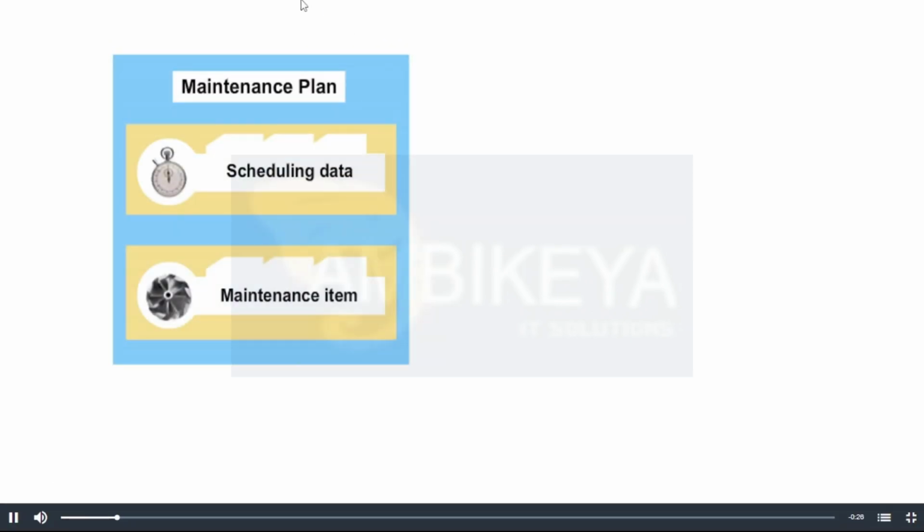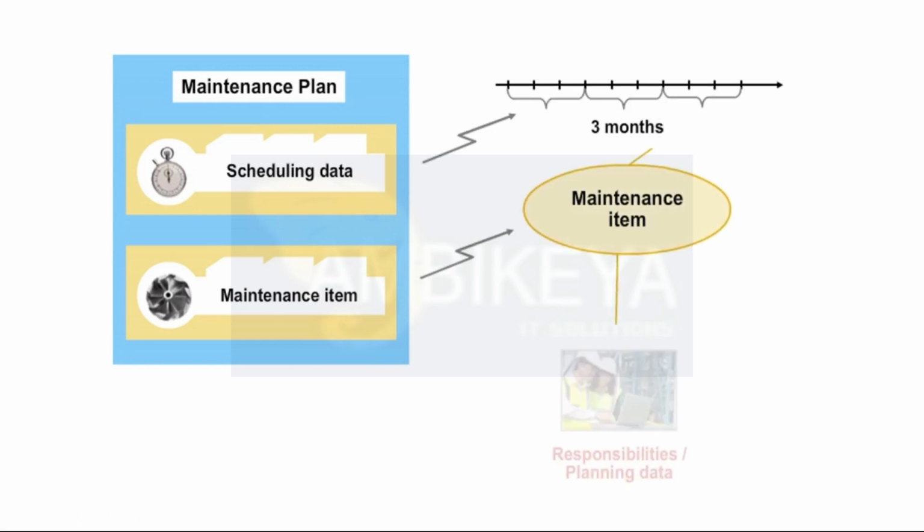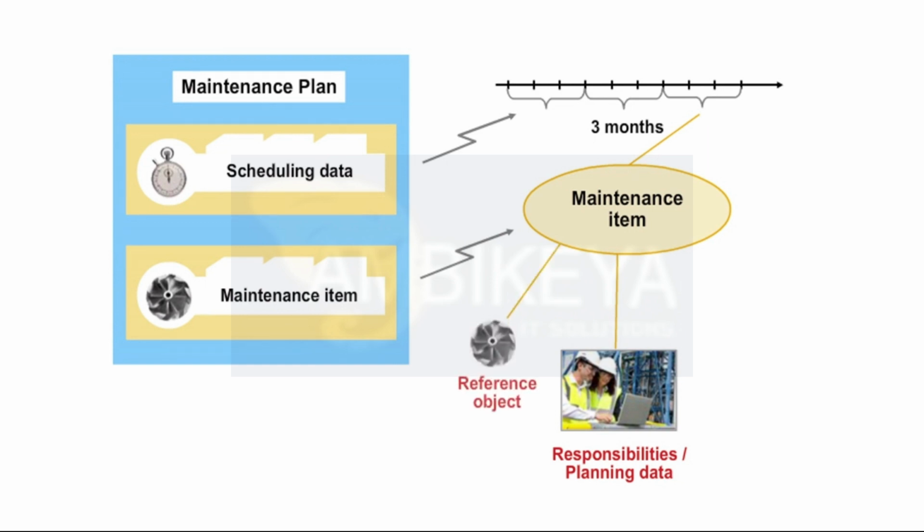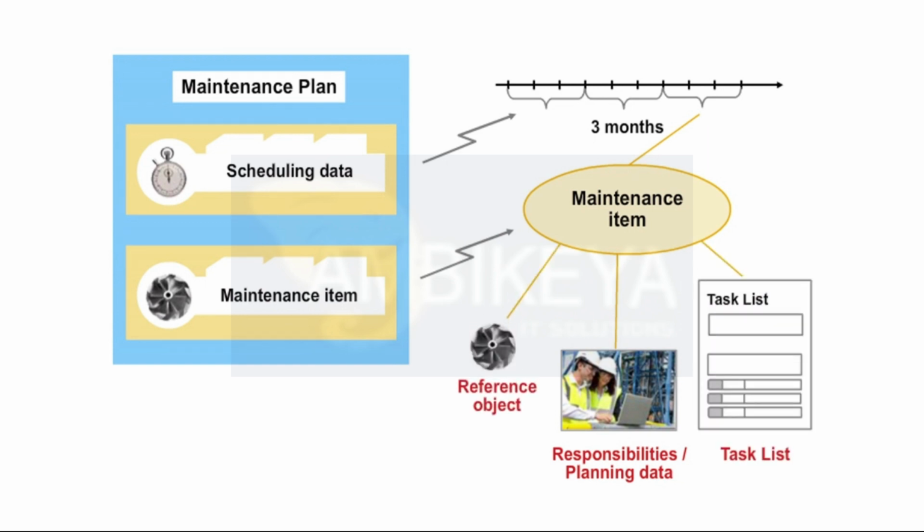Following are the maintenance item data areas. Planning data: maintenance planning plant, maintenance planner group, order type, maintenance activity type, main work center, business area. Reference object: task list. Interval: the maintenance interval cycle is assigned at the level of the maintenance plan. Cycle, offset, cycle text.